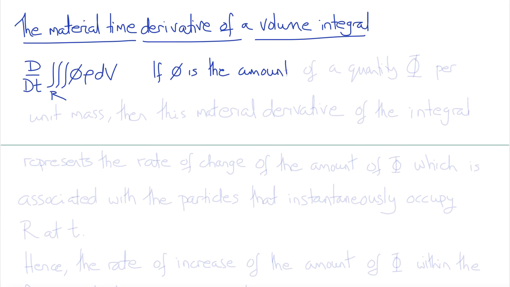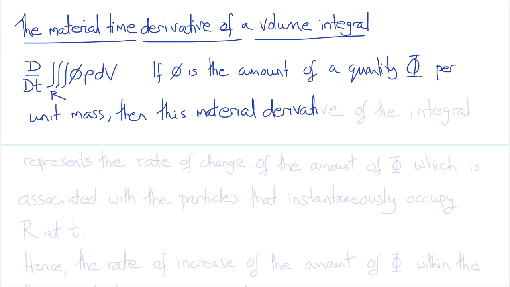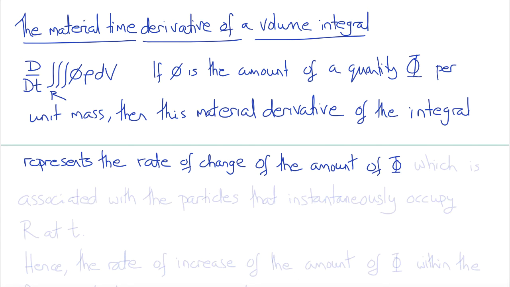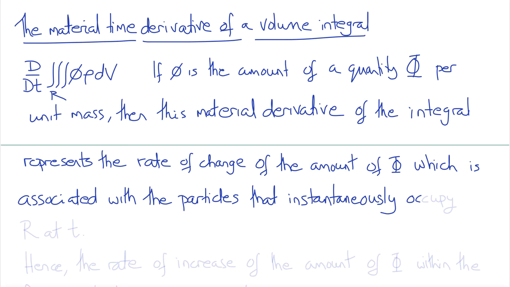So where little phi is the amount of the quantity big Phi per unit mass. This material derivative of the integral therefore represents the rate of change of the amount of capital Phi which is associated with the particles that instantaneously occupy the region R at time t. Remember, it's a material derivative, so it's a rate of change as seen by the material particles.